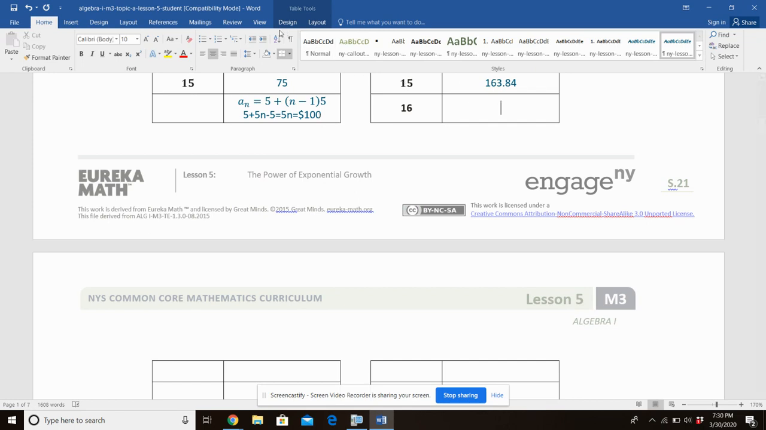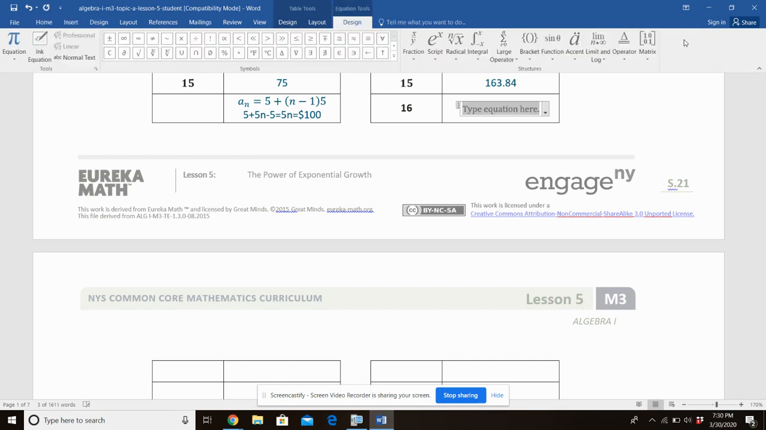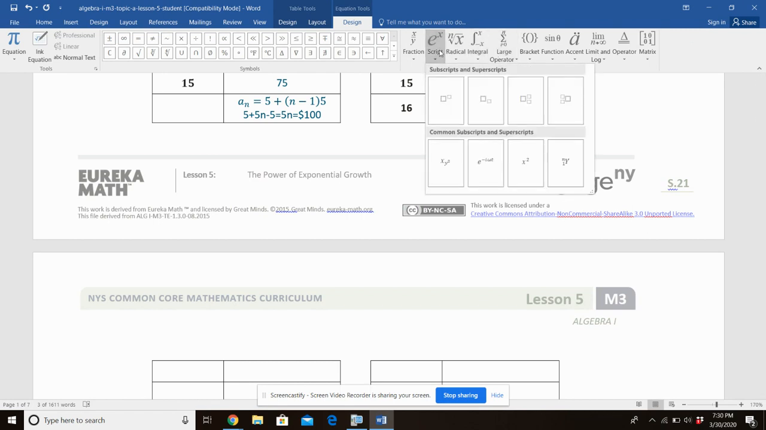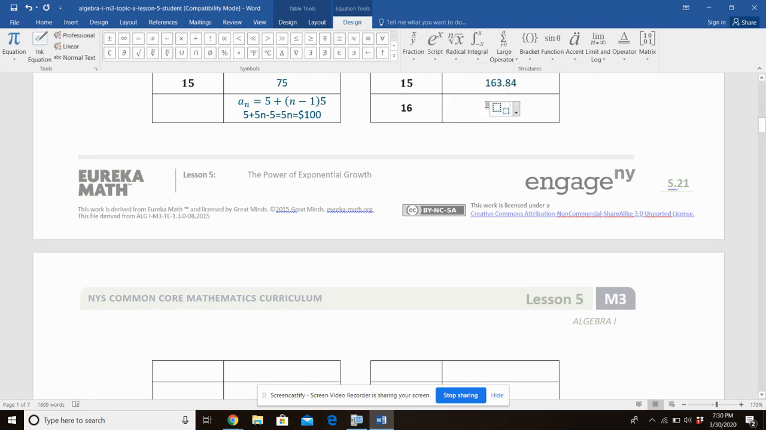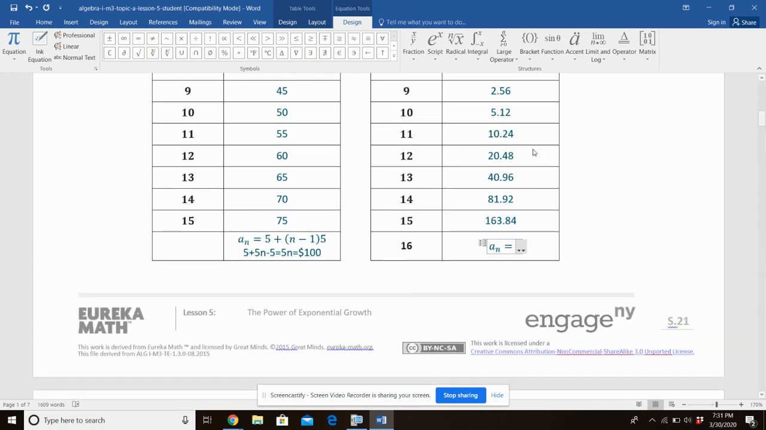Now looking at company number 2, same idea with writing the equation. We know that this one was being doubled each time, so we're going to classify this as a geometric sequence. So a sub n equals our first term, which was 0.01, and then we're going to multiply that by the common ratio. What's happening each time here? It's doubling, so times 2. And then we're going to put that to the power of n minus 1.